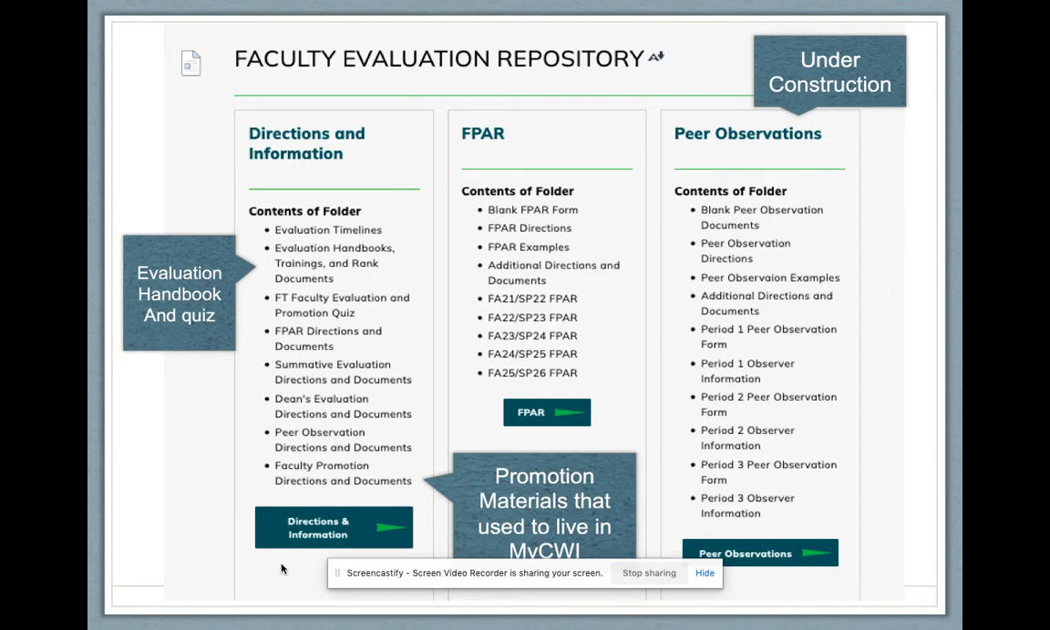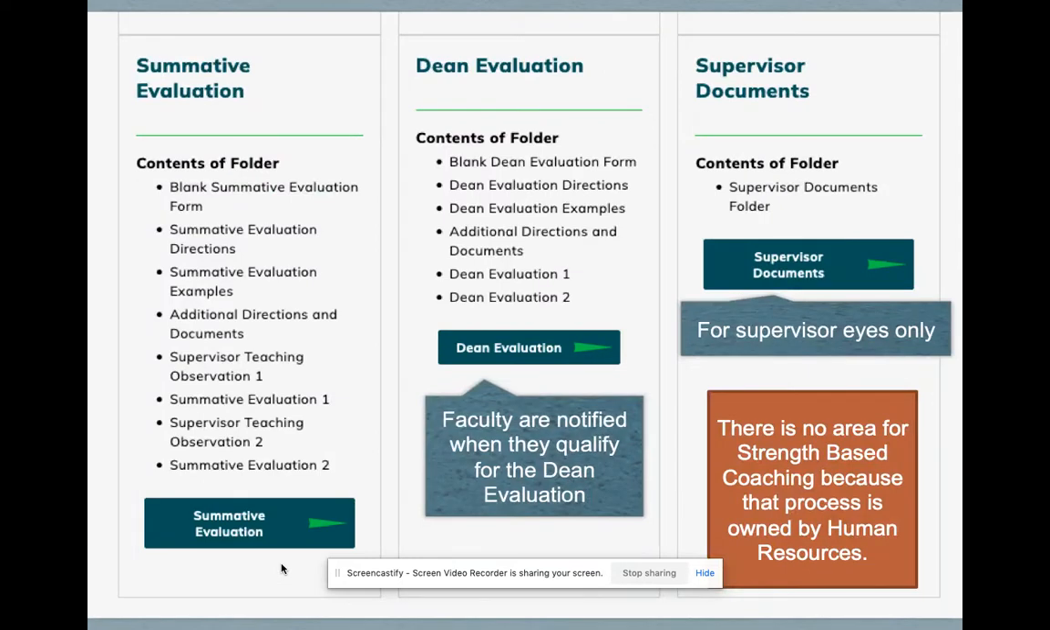The peer observation area, you're welcome to look around, but it's under construction because that policy is under review by Faculty Senate currently. There's an area for the summative evaluation, another one for the dean evaluation, and as chair of faculty promotion, I get questions about the dean evaluation. So here's a quick note. We're notifying faculty when they qualify for the dean evaluation. So for most of you, this area is not something you need to check out right away.